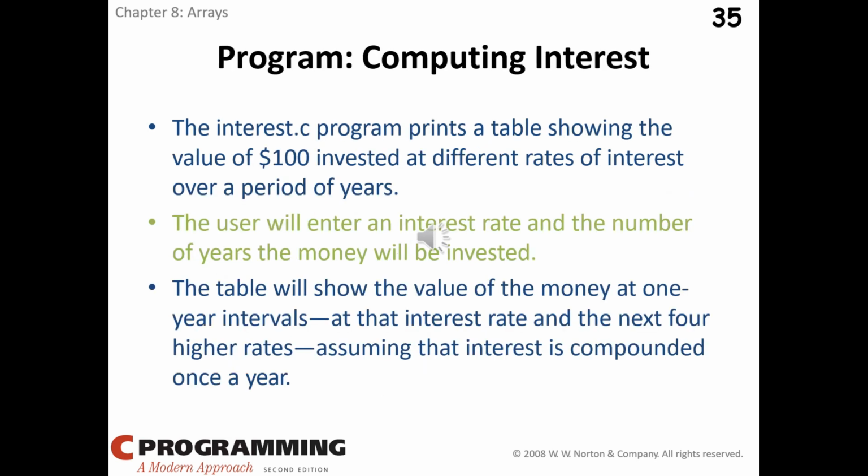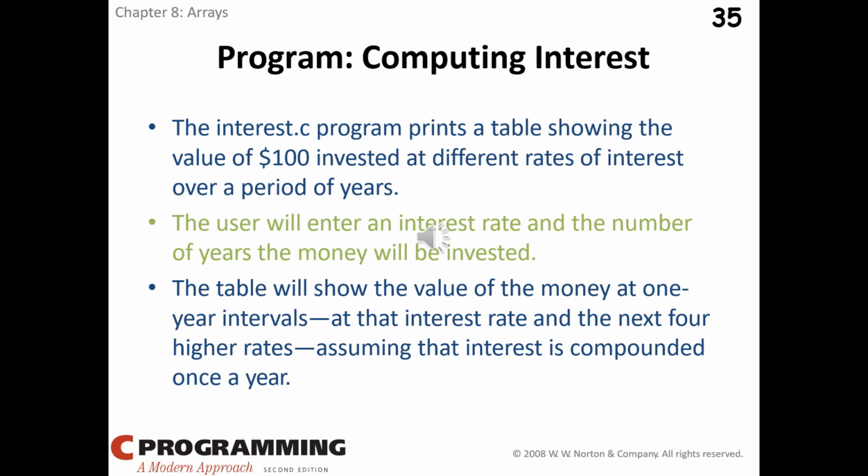Alright, so let us see our next program in this lecture, interest.c, where we'll explore how money grows over time with different interest rates. In this scenario, imagine you have $100 to invest. You want to see how much your money will grow over time with different interest rates. So you run the interest.c program, and it asks you for two things: the interest rate and the number of years you want to invest your money. And once you've provided these inputs, the program works its magic.